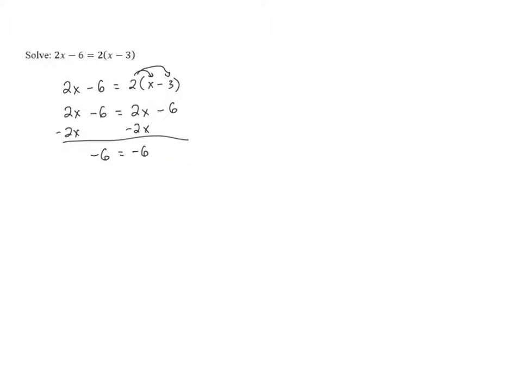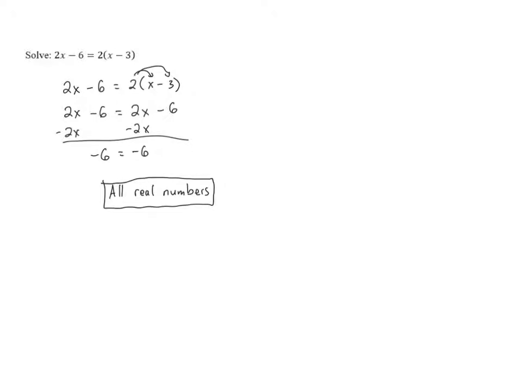And what that means is that the original equation is always true no matter what x is. In a situation like this, we conclude all real numbers. The reason we conclude all real numbers is because x can be any number, and so all numbers are solutions.